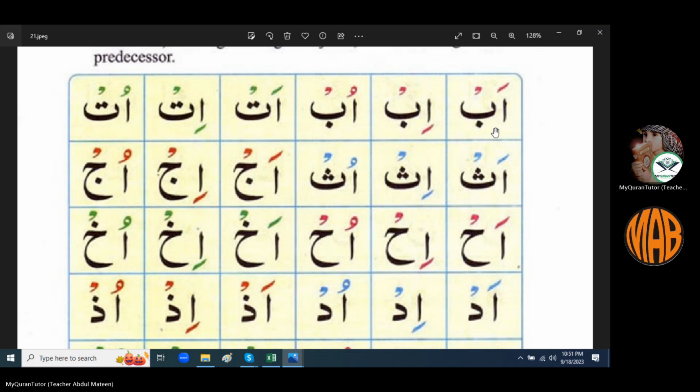How will we read this? Hamza ba zabar ab. No, let me tell you. Basically, we have to connect two letters with each other with this sign. Another thing I am going to tell you about this sign: the letter having sukoon sign cannot be pronounced by itself. We have to take help of the previous letter's sign, otherwise we cannot pronounce it.